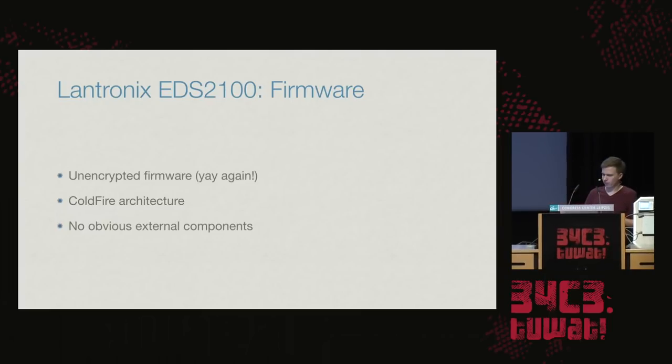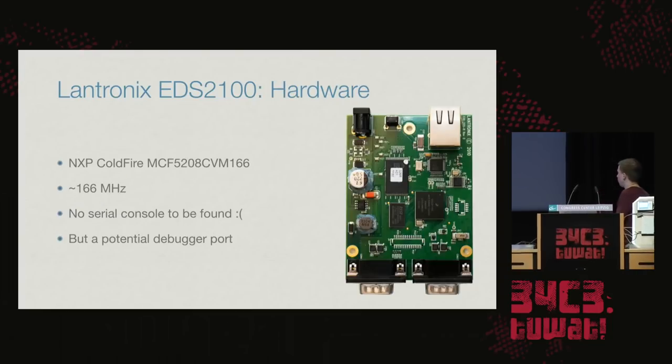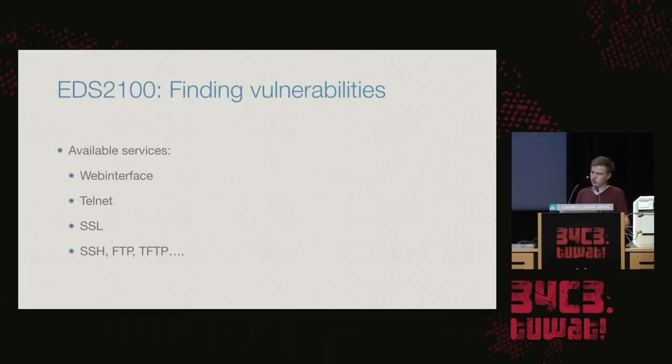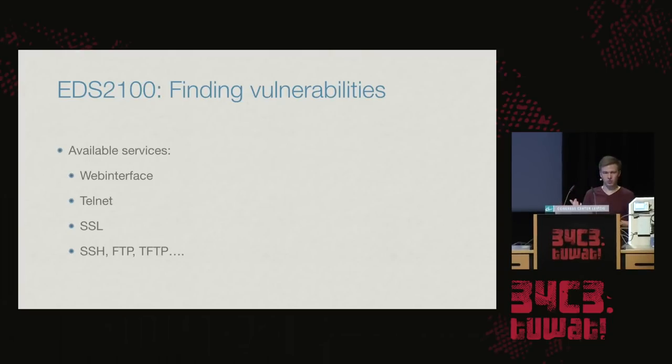And this time, while probing the device, I did not really find anything interesting in terms of serial console, but I just found a potential debugger port, but it didn't have a fitting debugger, unfortunately. The CPU is from NXP, it runs at 160 megahertz or something. This time we actually have a web interface, we have Telnet, SSL, and it even has a file system. So you have FTP and TFTP, which allows you to download the configuration, upload the configuration, and so on. And it's kind of hard to secure it correctly because there are so many protocols and it's not really clear what's set up by default. But you get the idea.